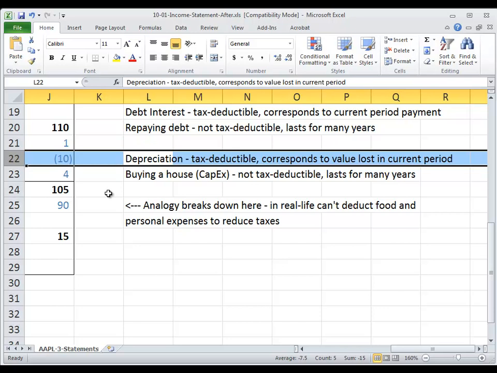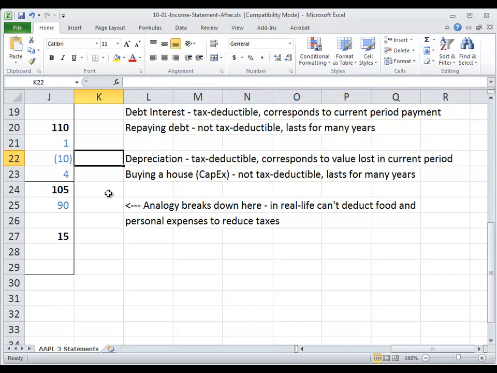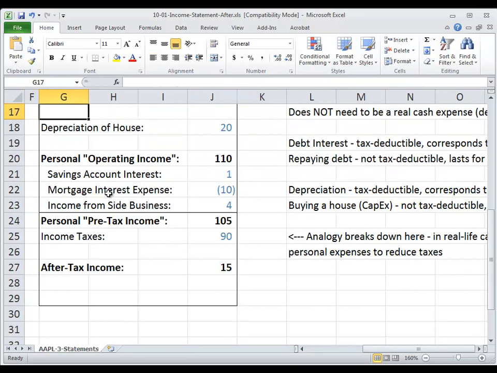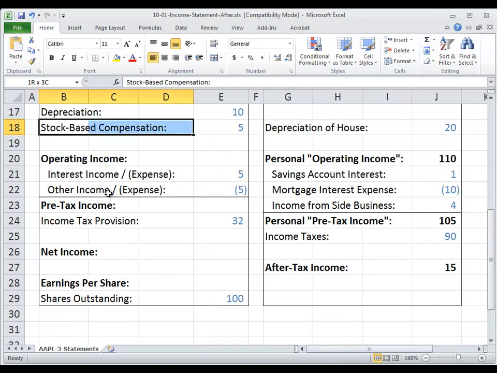So when your house depreciates by, say, $20,000 here, that corresponds to something that happens in that specific period. So it shows up on the income statement. But if you buy a house, that is not going to show up on the income statement. And if a company buys property, that's not going to show up on the income statement.